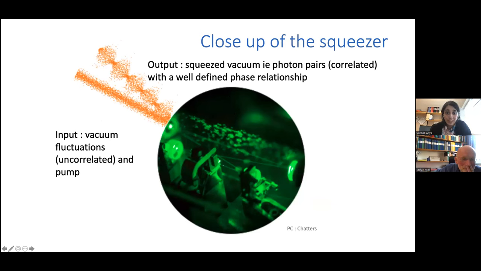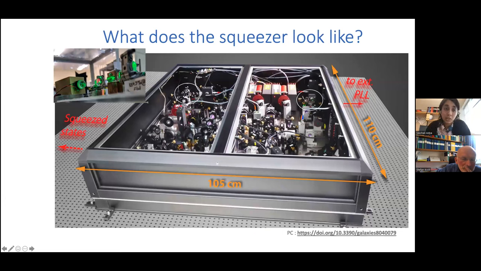Also, because I really love pictures, this one was taken by my colleague at Canberra. It's just a beautiful picture of one of the squeezers I used to work with in Australia. What this picture is trying to show you is the pump, the green that you see, with the uncorrelated vacuum fluctuations that come into the squeezer, and you have squeezing in reflection of the cavity in this case. The squeezer, however, is not just one optical cavity, but it needs a lot of smaller components that need to work together to produce high fidelity squeezing.